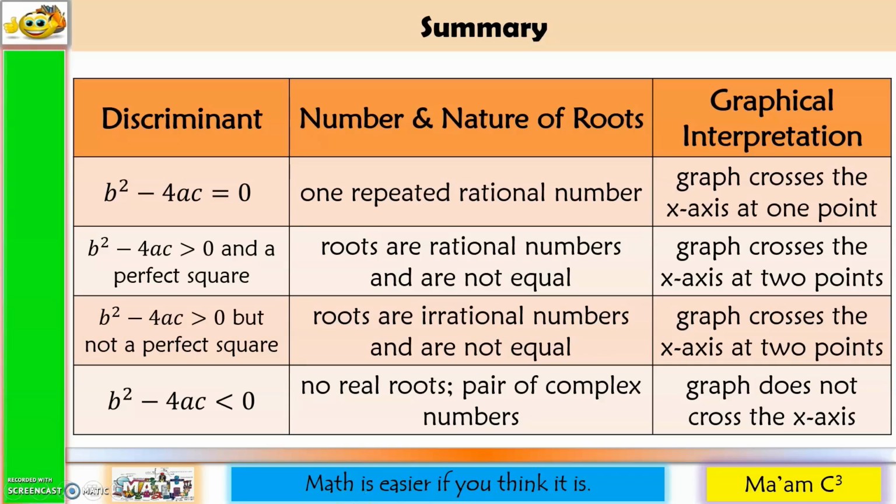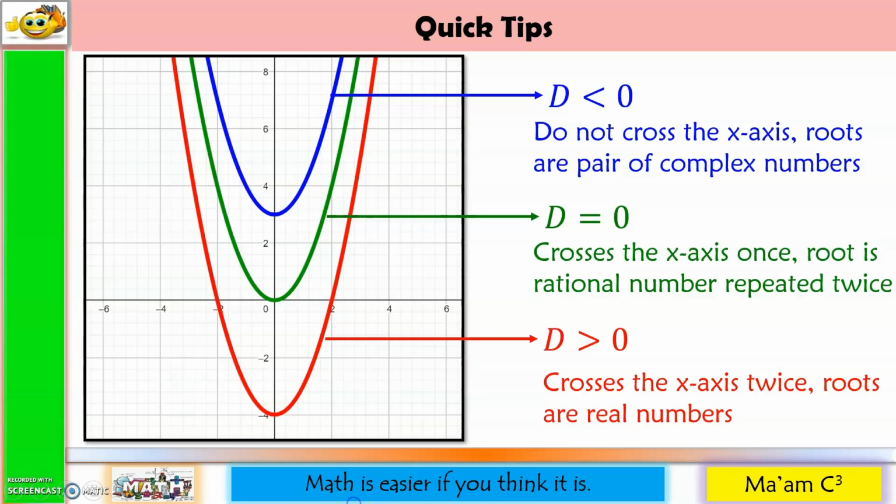Here is the summary of what we have discussed. Quick tips, I have here possible values of d and their corresponding graphs. So if d is less than 0, the graph will not cross the x-axis. So you do not have real roots, but instead you have a pair of complex numbers. If d is equal to 0, the graph will cross the x-axis once. So your root is a rational number, just one, but repeated twice.